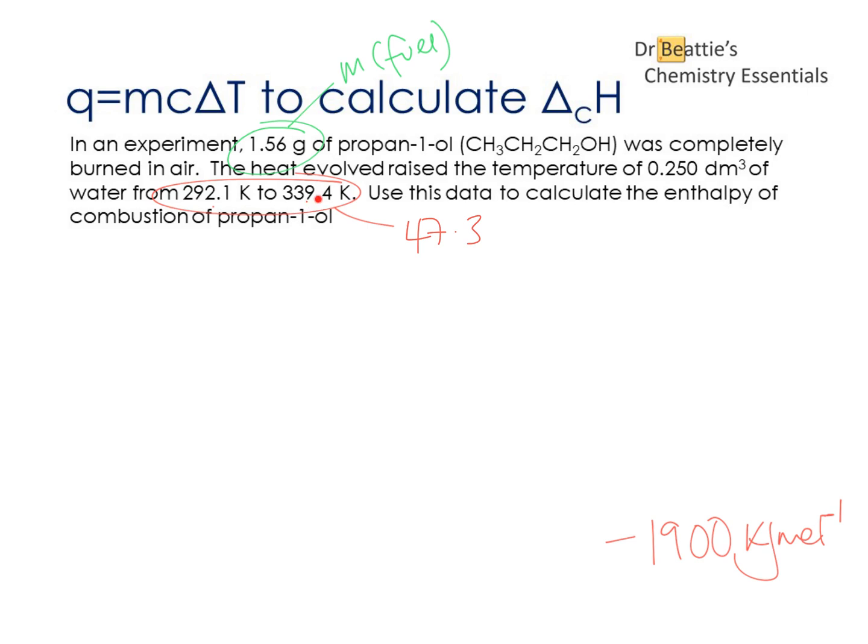It's worth noting here that because we're only interested in the difference between two temperature values, these units could be Kelvin or they could be degrees Celsius. It would still give you the same difference regardless of the units that are there. So this 47.3 could be in degrees Celsius or it could be in Kelvin. Doesn't matter. That can be plugged into the equation and give you the right answer. And then the final piece of data is 0.25 decimetre cubed, which we know is 250 centimetre cubed.